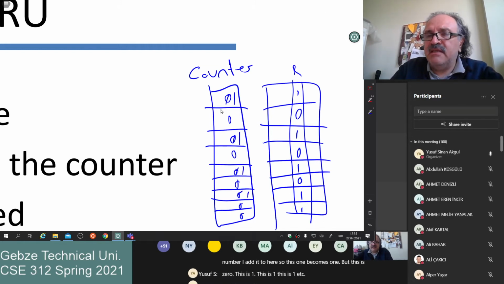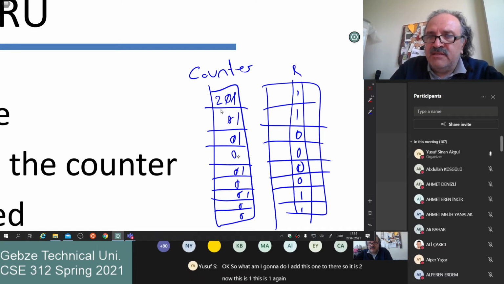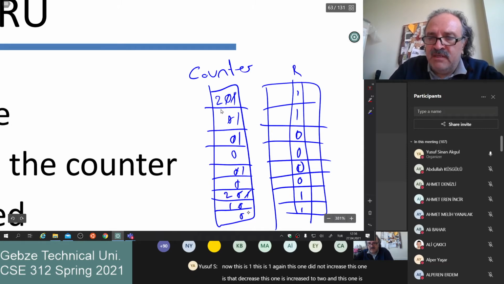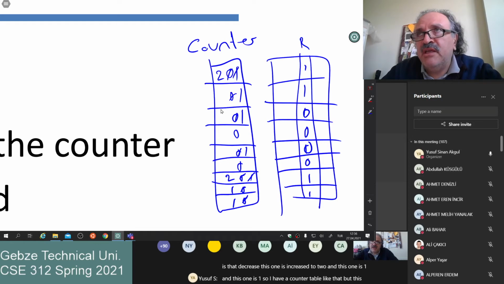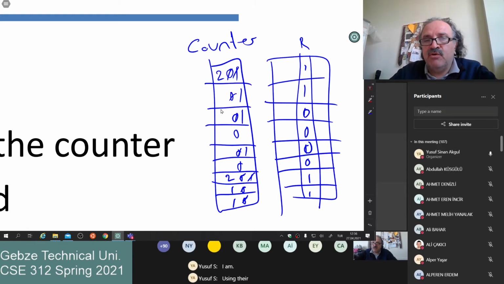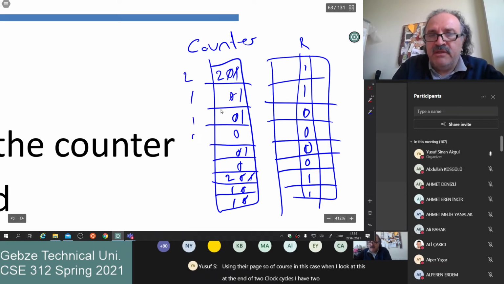Then in the second timer interrupt, let's say these are all zero, and this is one, this is one. What am I going to do? I add this one to there, so it is two now. This is one again. This one did not increase, this one is increased to two, and this one is one, and this one is one. So I have a counter table like that. This counter table is measuring how frequently I am using the page. At the end of two clock cycles, I have 2110102111. Which one would you replace?